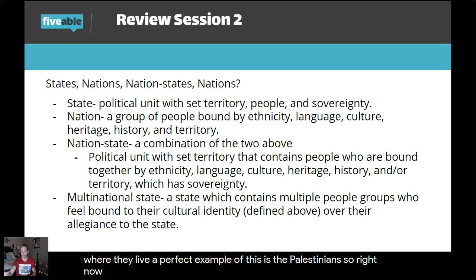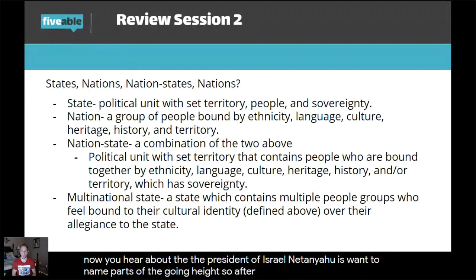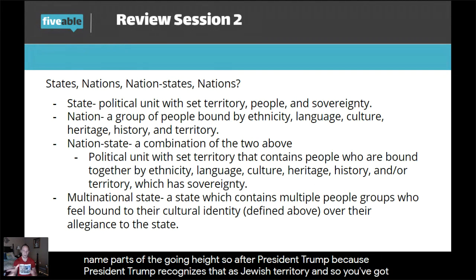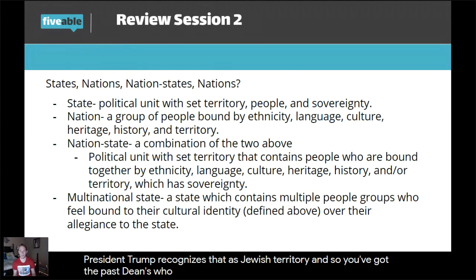So right now you hear about the president of Israel, Netanyahu, wanting to name parts of the Golan Heights after President Trump, because President Trump recognizes that as Jewish territory. And so you've got the Palestinians who want their own state to be recognized in the territory where they live within the state of Israel. Perfect example of what nations go through here.